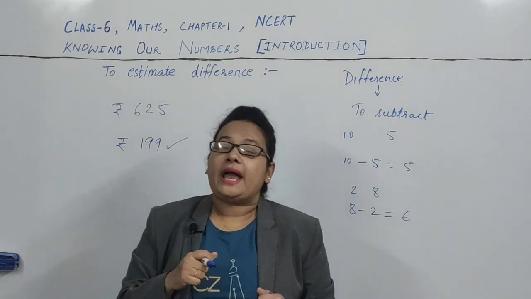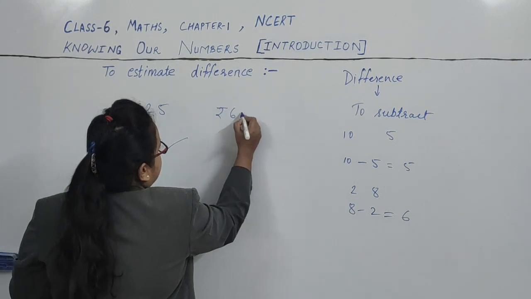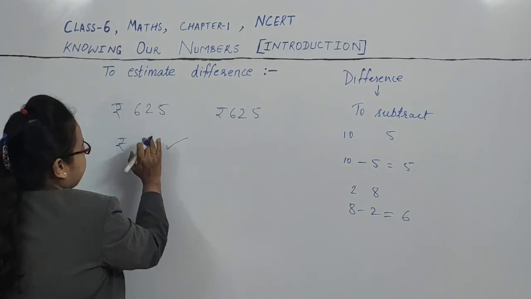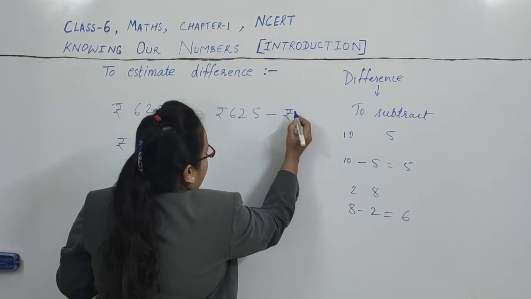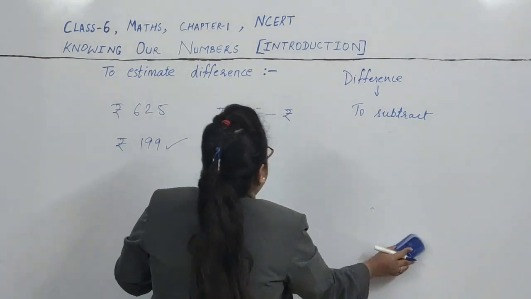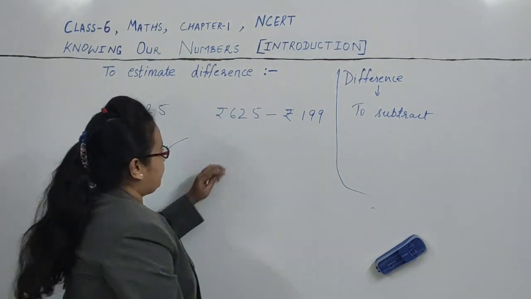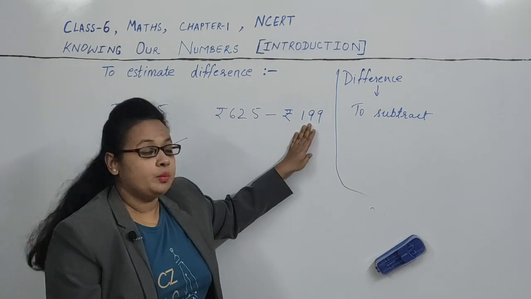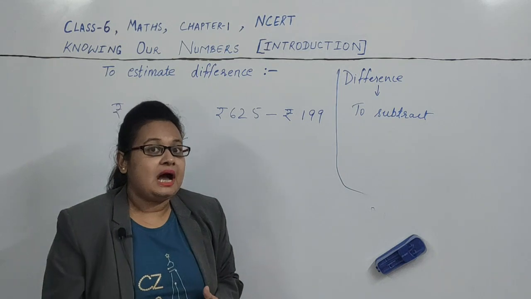So what do I actually need? I need to know the difference between 625 and this. I want to know the difference between these two, which means I want to know the result after subtracting this. I want to know that if I purchase this thing which costs rupees 199, how much money will be left with me after buying.